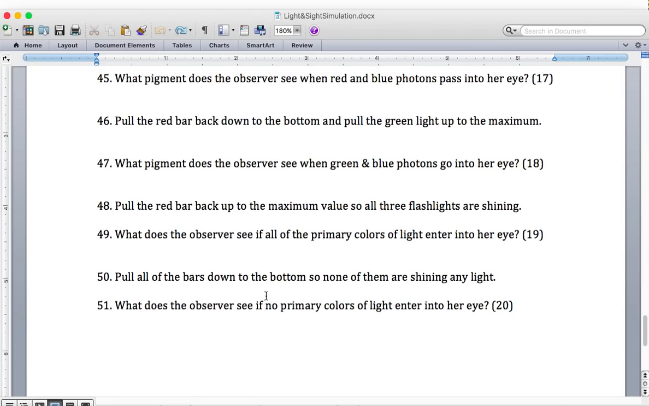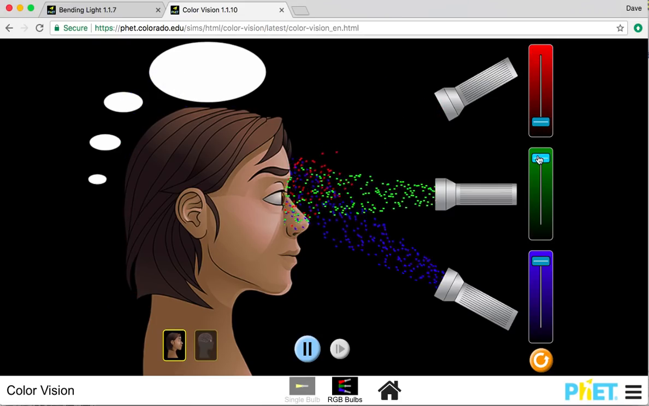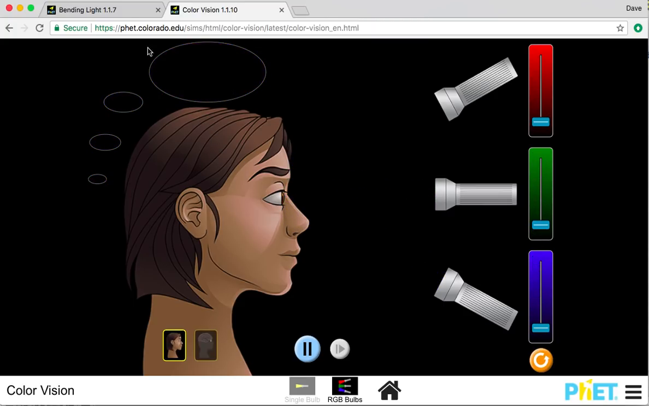Okay, so what happens if I pull all of the bars so that none of the lights are shining? You take away red, green, and blue, and you have no light. So black is kind of like the opposite of white. White is all of the light, black is none of the light.